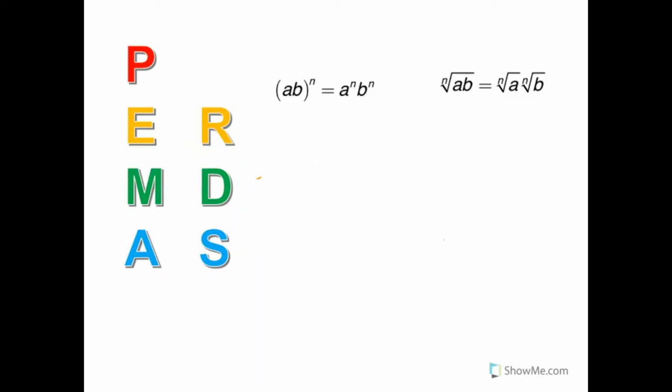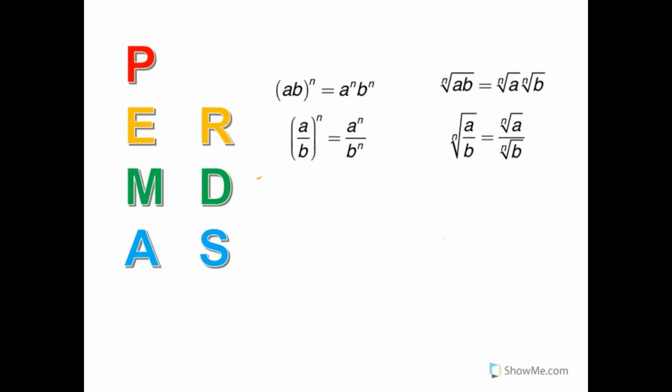In general, we can say that a times b to the n power is a to the n times b to the n, and the nth root of a times b is the nth root of a times the nth root of b. And similarly, a over b to the n power is a to the n over b to the n, and the nth root of a over b is the nth root of a over the nth root of b.